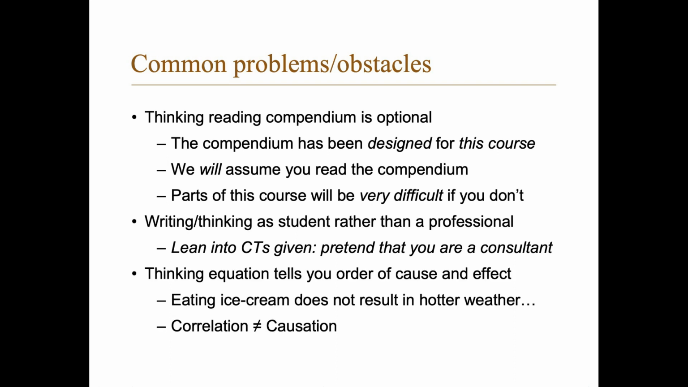The third problem is thinking that an equation tells you the order of cause and effect. For example, that what is on the left side of the equal sign is the effect, and what is on the right side is the cause. However, you can rewrite an equation in many different ways, and moving things from the left to the right does not influence the cause and effect link.